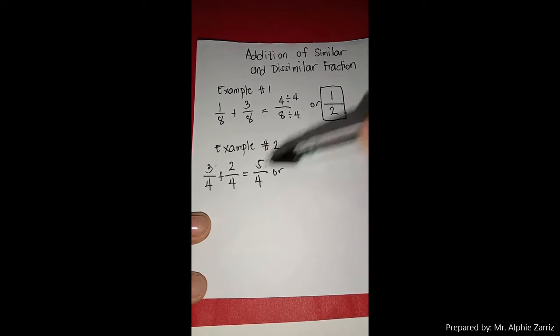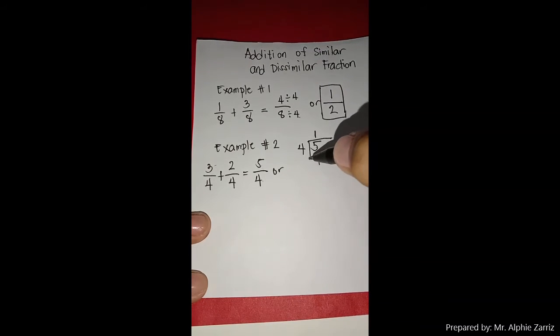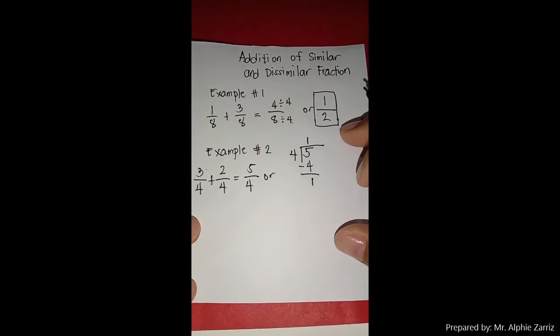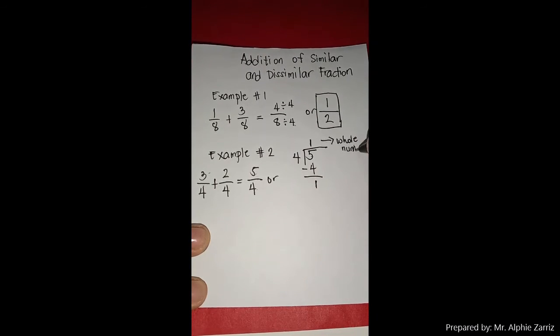To change the improper fraction, simply divide the numerator by the denominator. I have here 5, which we divide by the denominator. So 5 divided by 4, we have 1. 4 times 1 is 4. Subtract 5 minus 4, we have 1. Take note, this is our whole number. The remainder is our numerator.